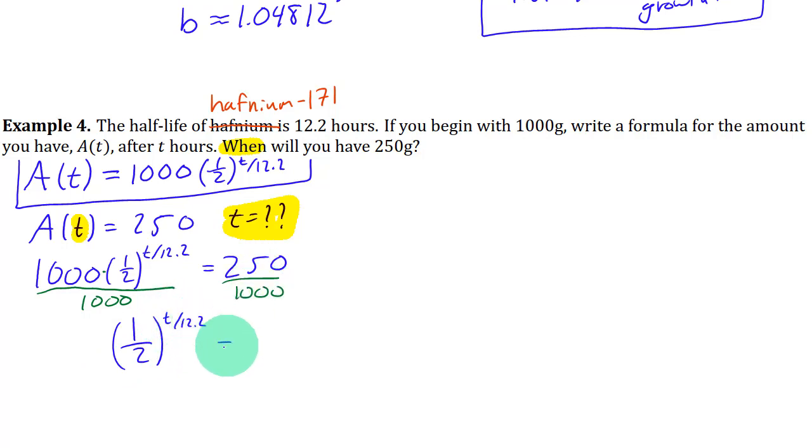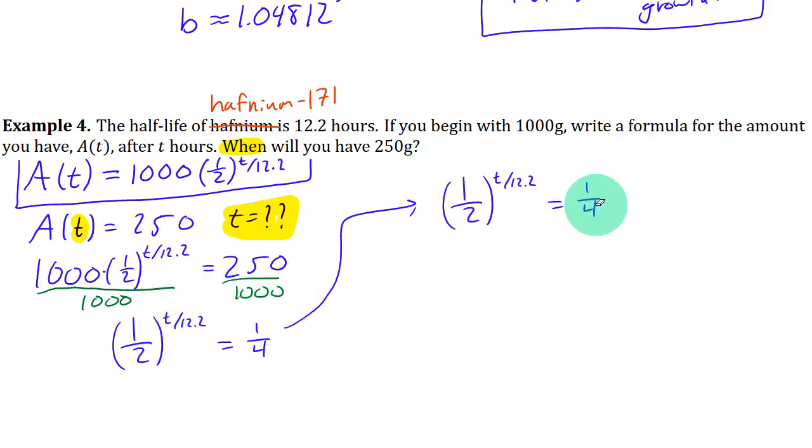And 250 divided by 1,000, if you just reduce that, you'll get 1/4. And 1/4 is also known as 1 over 2 squared. Half of 1/2 is a quarter. So I'm just going to rewrite this over here. But instead of 1/4, I'm going to write it as 1/2 squared. This is the same thing as this.